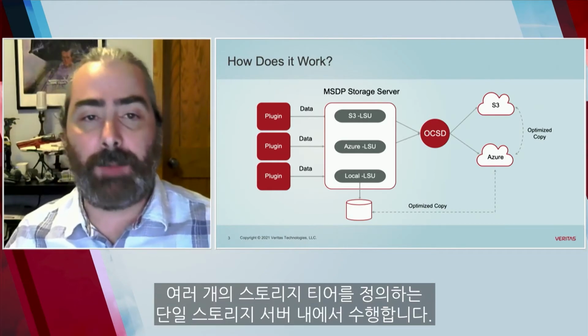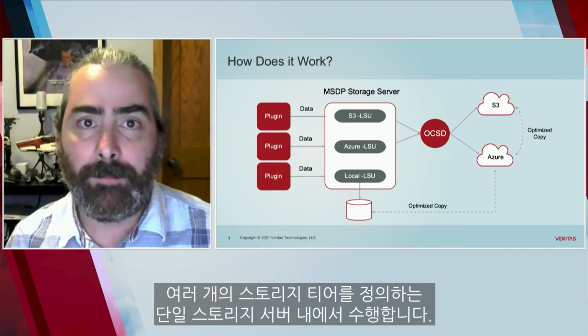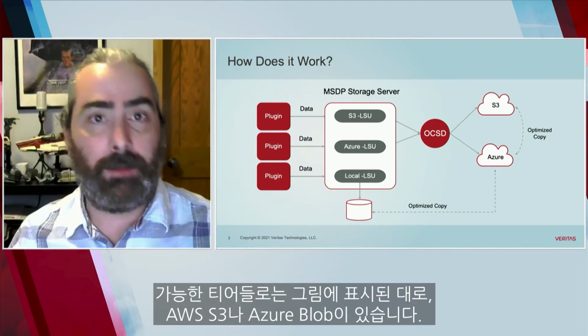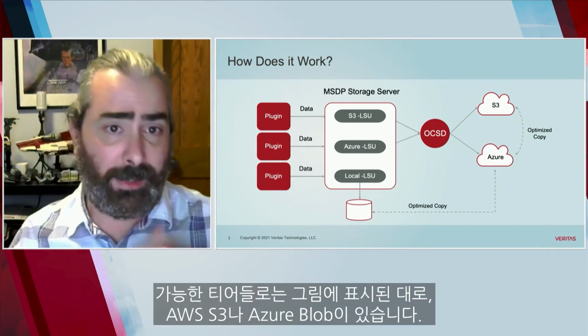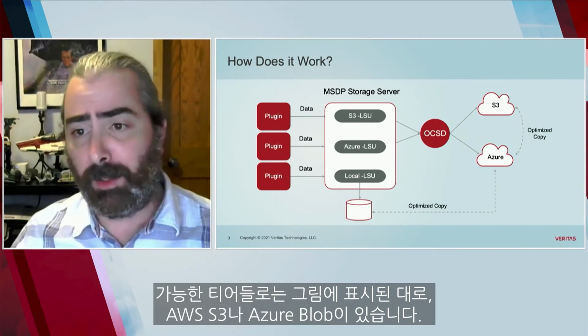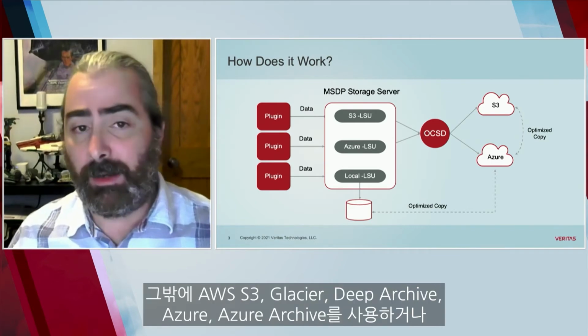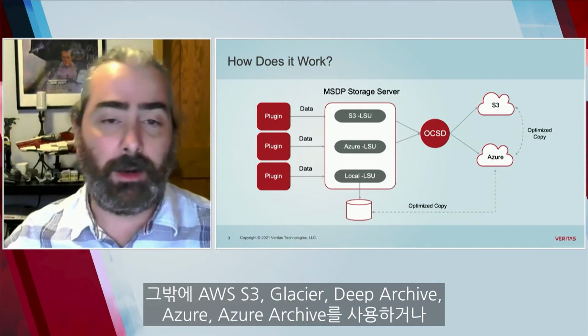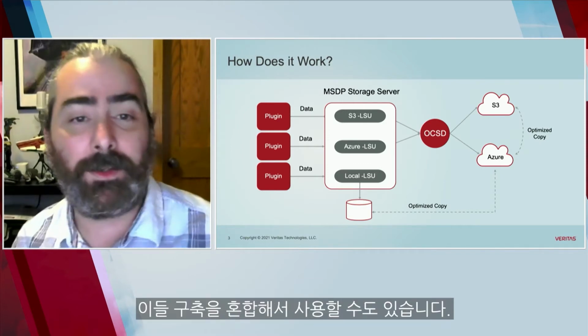And it does this by, inside of a single storage server, defining multiple storage tiers. And these tiers can be, like the diagram shows, one going to AWS S3, one going to Azure Blob. And you could have AWS S3 and Glacier or Deep Archive and Azure Archive. And you can have any kind of mix of those sorts of deployments.